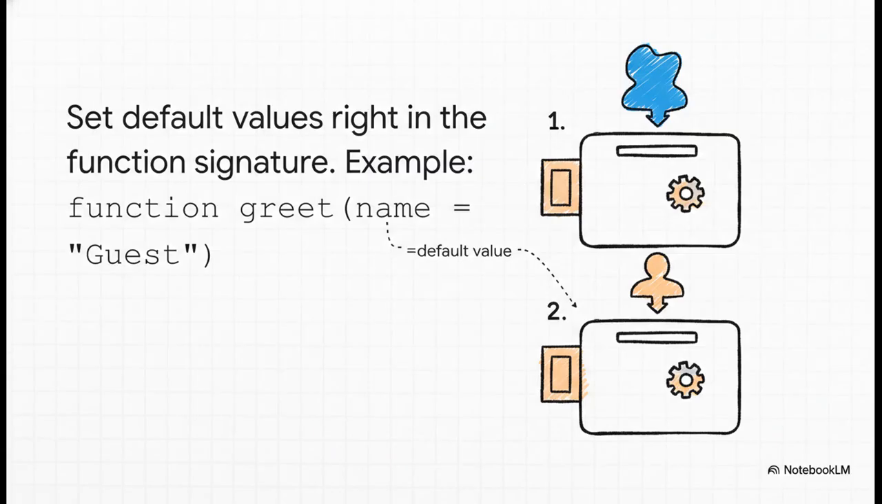Simple as that. Here's another new feature I just love for its pure simplicity: default parameters. They let you set a fallback value for an argument right there in the function definition, so no more writing those clunky if name equals undefined checks inside your function. It's just cleaner, it's clearer, and it makes your functions way more robust.